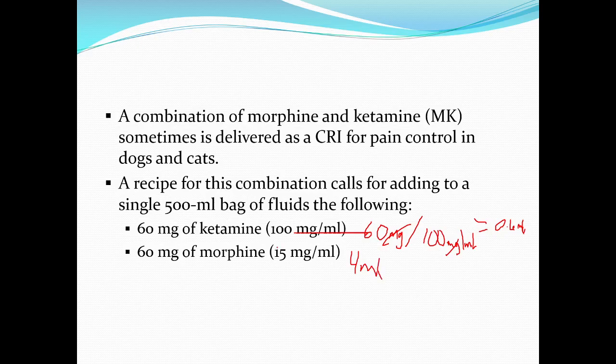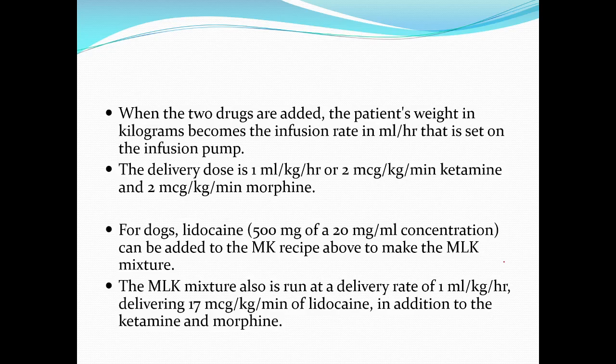That's assuming that this is the concentration of those drugs. You just have to look at it. So 60 mgs of each, so 0.6 mils of ketamine and 4 mils of morphine are going to be added to that 500 ml bag of fluid. 4.6 mils of a substance is going to be added to a 500 ml bag of fluids, which means that we need to take 4.6 mils out of that bag of fluids before we add it.